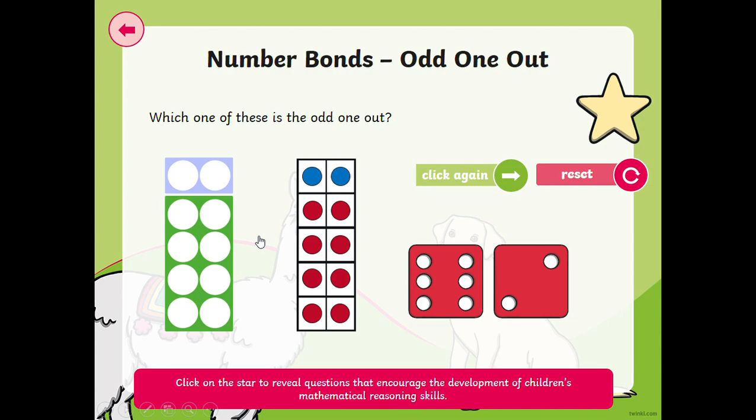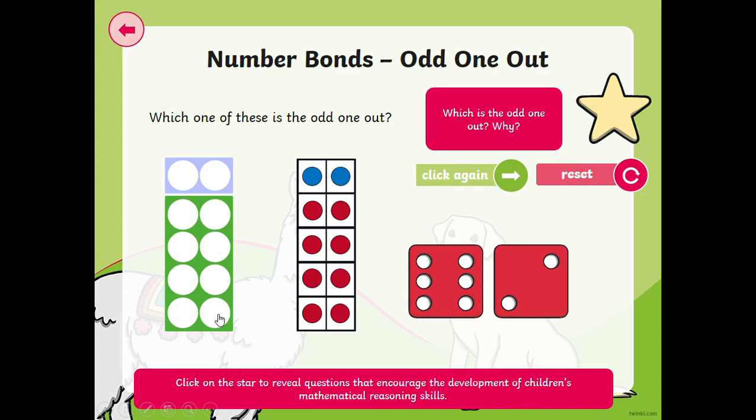So number bonds, odd one out. Which one of these is the odd one out? So we're trying to make 10. And why is it the odd one out? So have a look. So let's have a look at this one first. So we've got Numicon, which we use all the time at school.